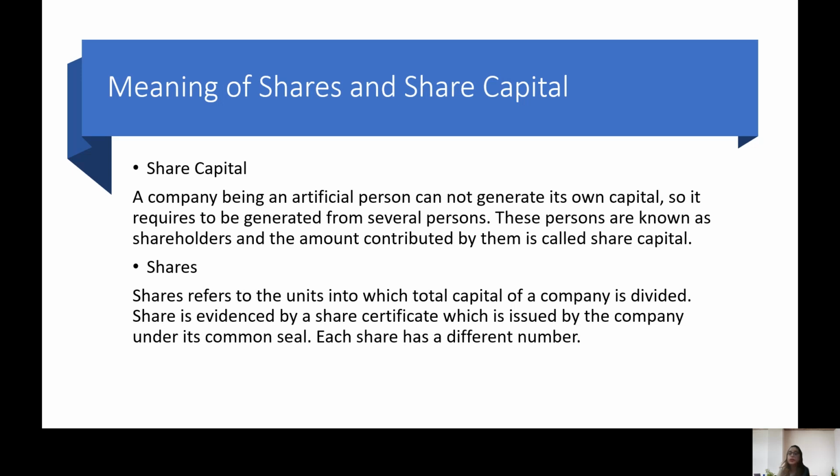A share refers to the unit into which the total capital of the company is divided. And a share is evidenced by a share certificate which is issued by the company under its common seal. Let me explain this definition with the help of an example. Suppose a company issues 10 lakh share capital in the market by issuing 1 lakh shares of rupees 10 each. The shares are 1 lakh, so units are 1 lakh, and the share capital to be raised is 10 lakh, because 1 lakh shares of rupees 10 each constitute 10 lakh as share capital, right?